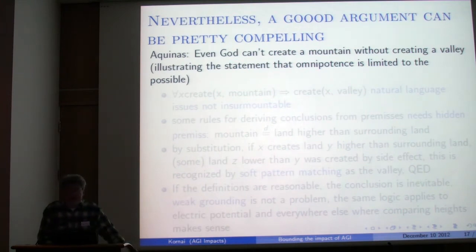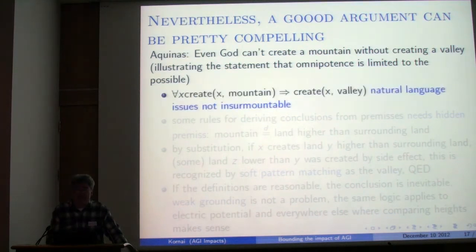But the fact that the task is hard doesn't mean that it's impossible. A good argument can be pretty compelling. So Aquinas has this argument that even God can't create a mountain without creating a valley. And we formulate this as: for every X, create X mountain, therefore create X valley. Okay, there are natural language issues, but they are not insurmountable, right? Everybody who knows English or Latin will agree that to the extent that you can prove the formula, you have proved what Aquinas set out to prove, and to the extent you fail here, you expose the fault in the original argument.